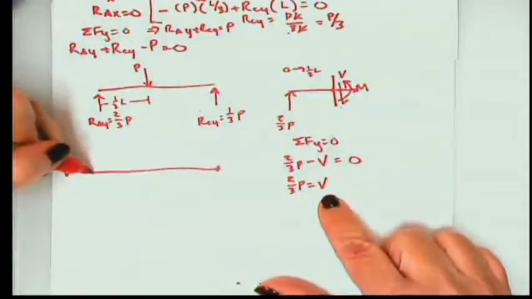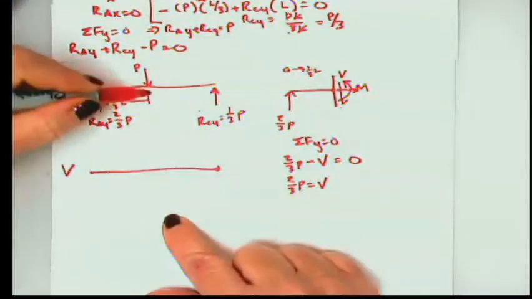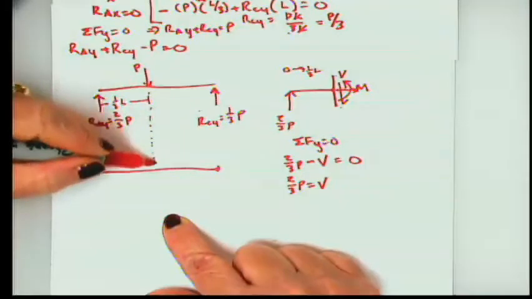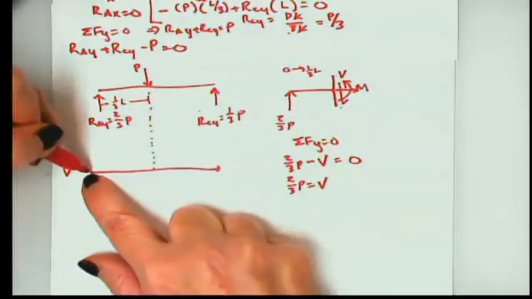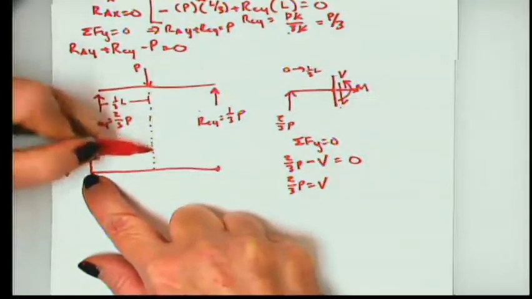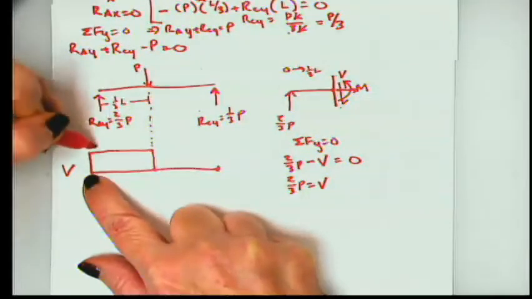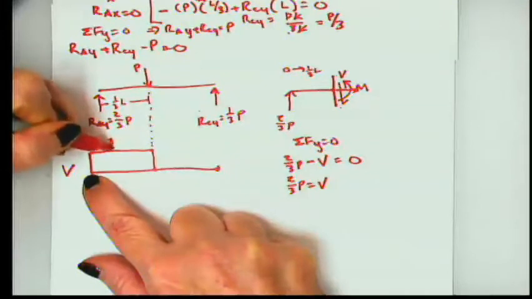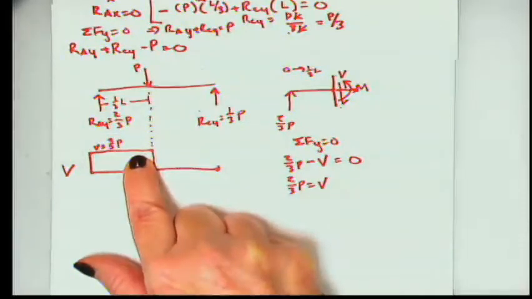So that means that 2/3 P is equal to V. So from the very beginning to the point where P is applied, we can just draw a line like this. V is equal to 2/3 P. That's the first part of my diagram.